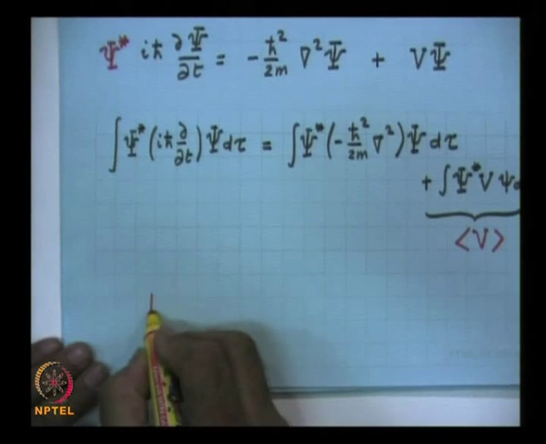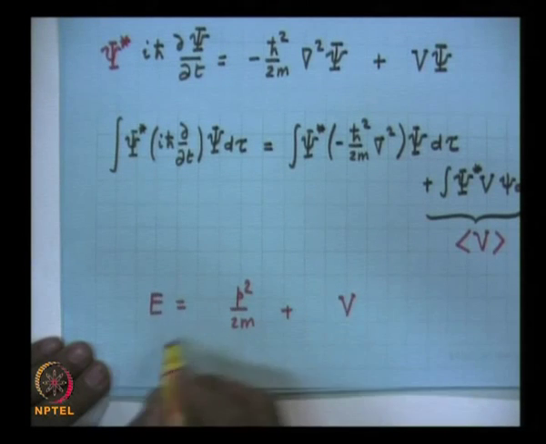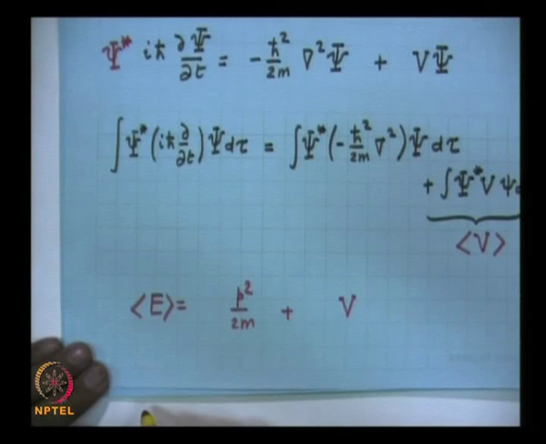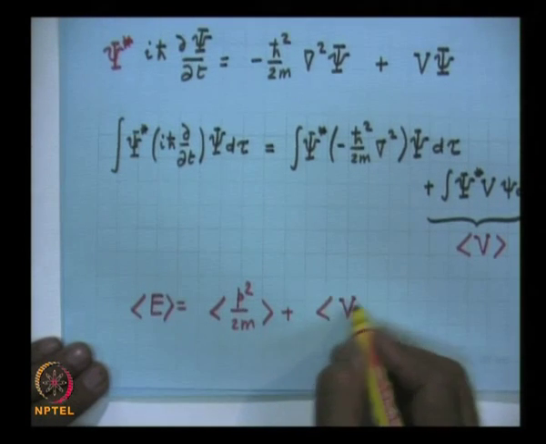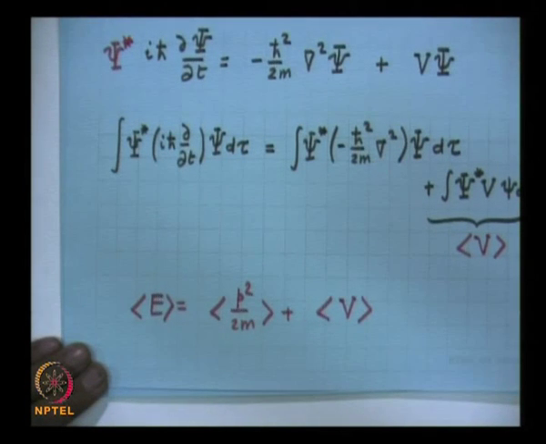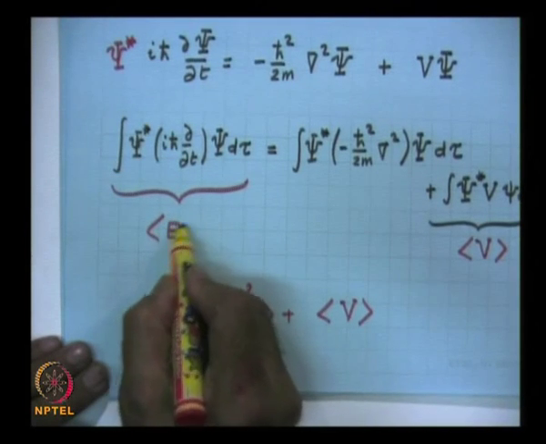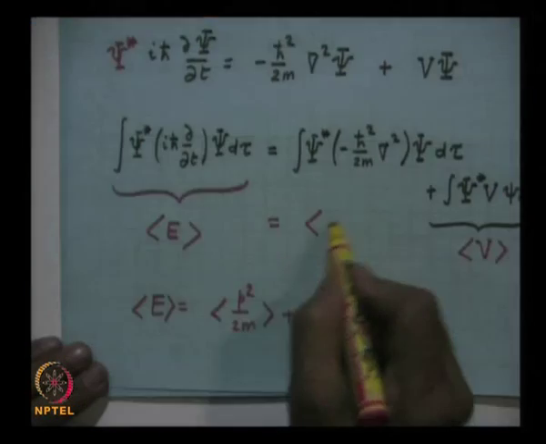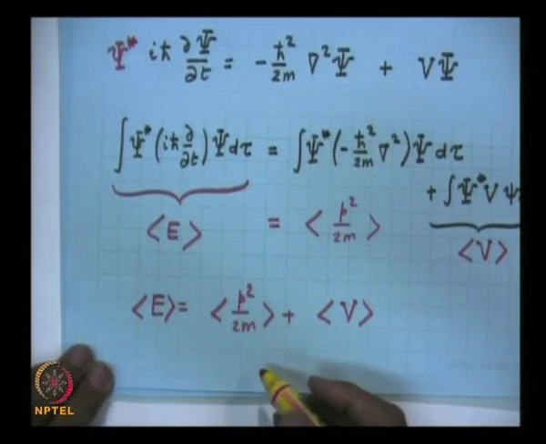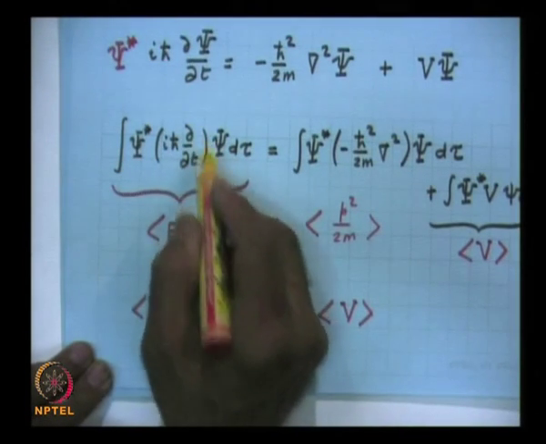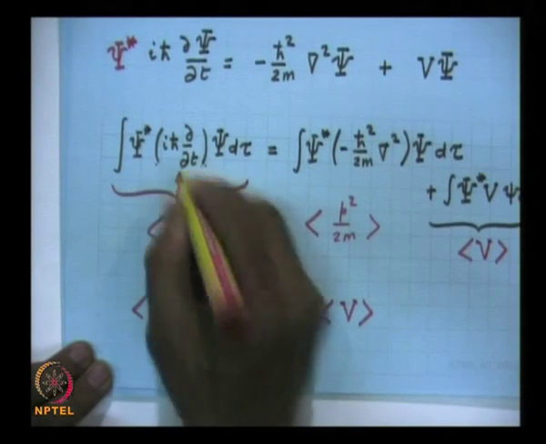Classically, we know that the total energy is the kinetic energy plus the potential energy. So, we should expect that the expectation value of the total energy must equal the expectation value of the kinetic energy plus the expectation value of the potential energy. Therefore, the first quantity should be the expectation value of the total energy and the second should be the expectation value of the kinetic energy. And now we see that the quantity within the brackets is the operator corresponding to the energy E.